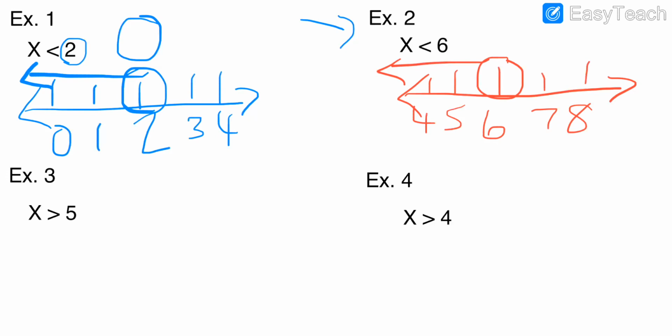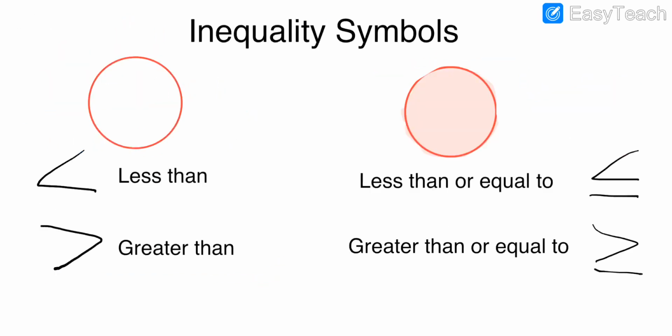It says x is greater than 5. So we have our number line. Again, let's double check and make sure we know what circle to use. That is a greater than symbol. If I refer back to my chart, or my description of which circles to use, inequality symbols: the greater than symbol falls under the open circle.